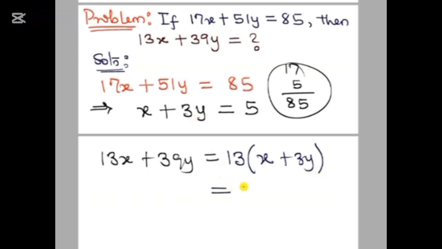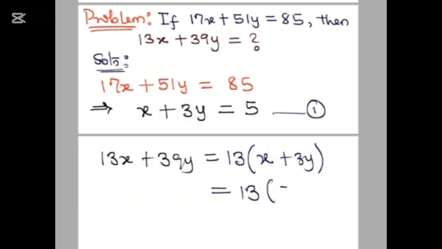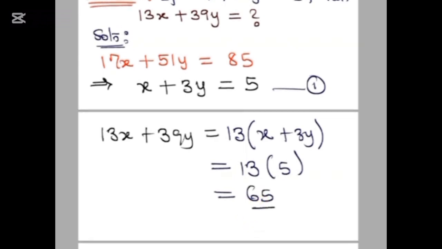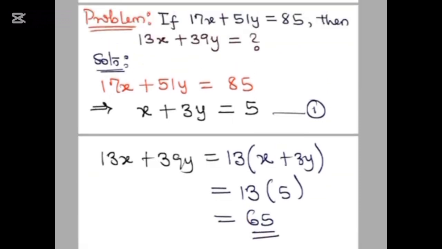Okay, and that makes my work very easy. All right, so from this place, if I call this equation 1, you would see from equation 1 that x plus 3y is equal to 5. So we'll kindly substitute that as our 5, and when you multiply this, you will get the answer to this question as 65, and that is the solution to this problem.